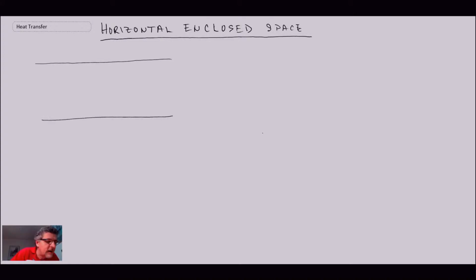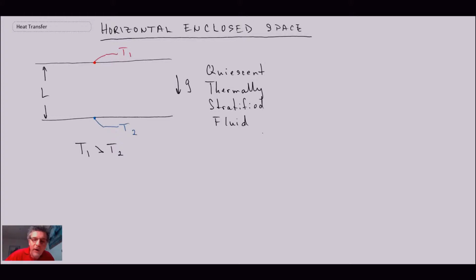Here is a case where the upper surface is heated, so T1 is hotter than the lower surface, which is cool. And so we have a quiescent thermally stratified fluid, meaning that the fluid is not in motion. If we were to measure temperature profiles, we would find that the temperature is constant at a given vertical position. As you move across horizontally, the temperature would not change. The gravity vector here is pointing in the downward direction.